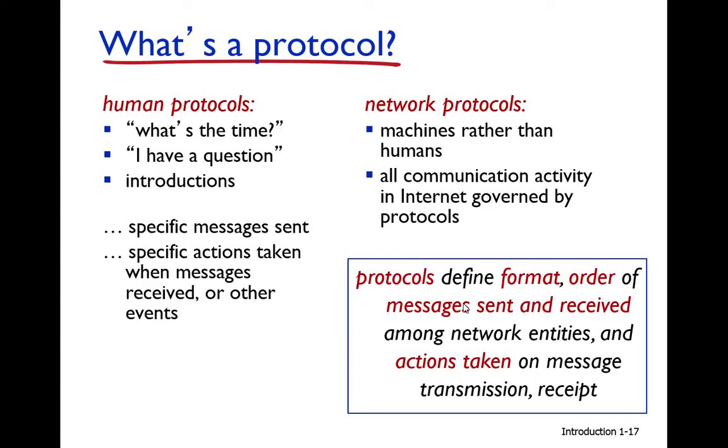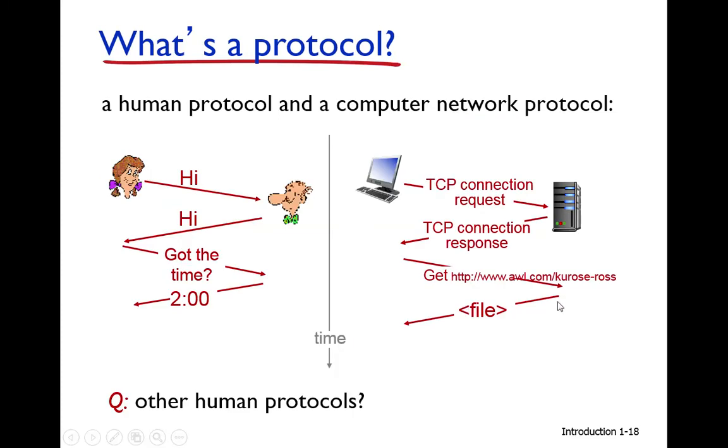Okay, so for example, this is a desktop machine, and this is a server. This machine sends a TCP connection request message. This message will be defined in the protocol: when a node or machine wants to establish a connection, it has to send a TCP connection request message.